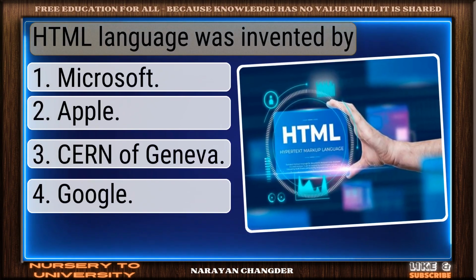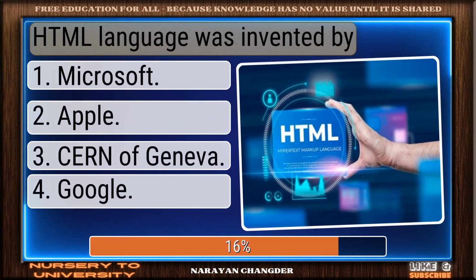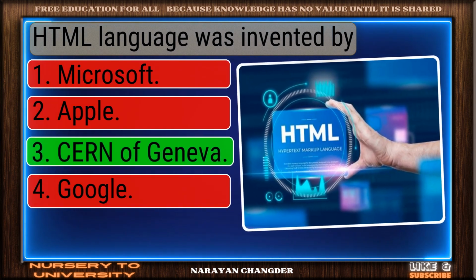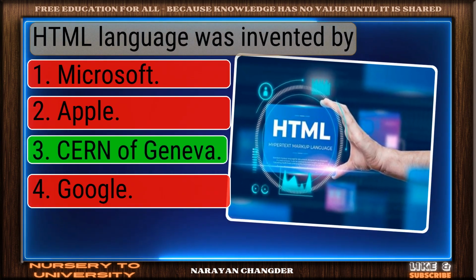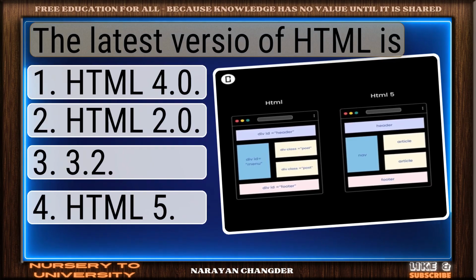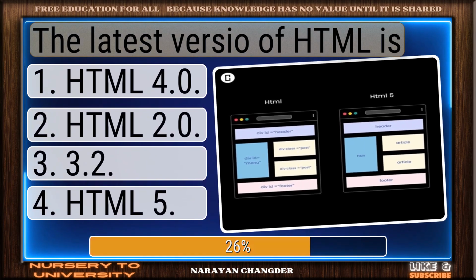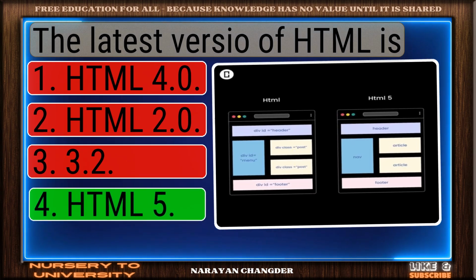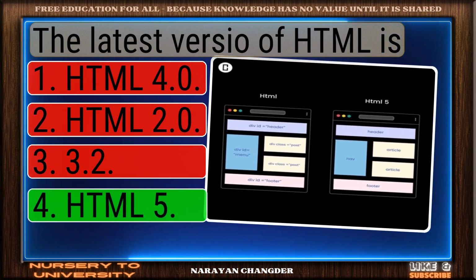Question number 19. HTML language was invented by. Excellent choice. CERN of Geneva is the right answer. Question number 20. The latest version of HTML is. Good job. Your answer HTML5 works well here.